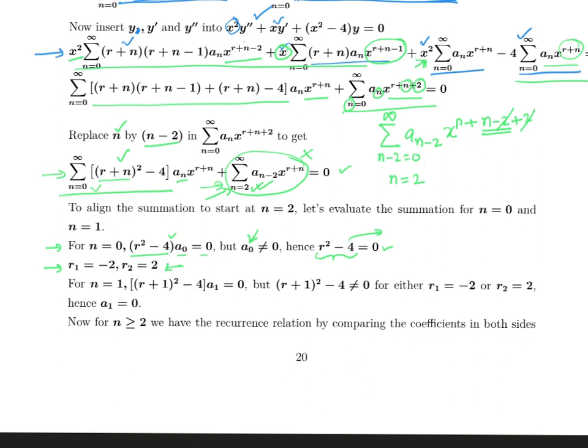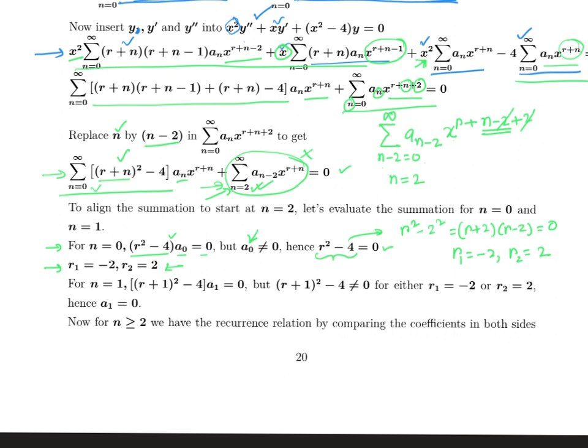r square minus 4 is equal to, in case you forgot, r square minus 2 square, which is equal to r plus 2 times r minus 2, a difference of squares, right? That is equal to 0. That gives me two solutions: r1 is equal to negative 2 and r2 is equal to positive 2.